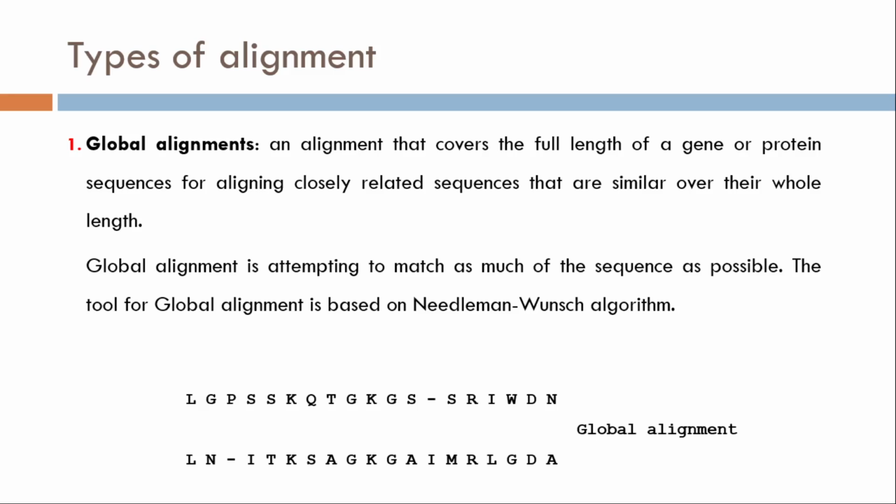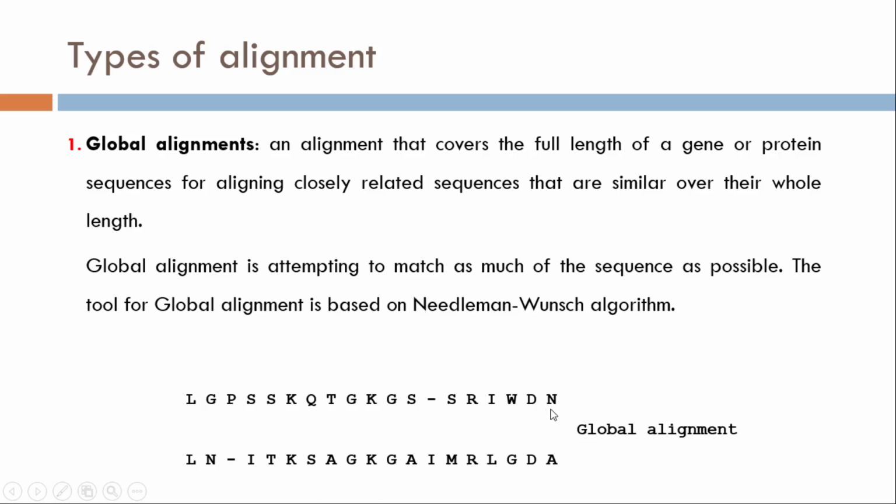Global alignment means covering the full length of a gene or protein sequence, for aligning closely related sequences that are similar over their whole length. If you have two gene sequences or two protein sequences, you have to align both sequences from starting to end. You don't have to leave a single base; you have to include all the bases in your alignment. Here you see two amino acid sequences, and both are aligned from starting to end.